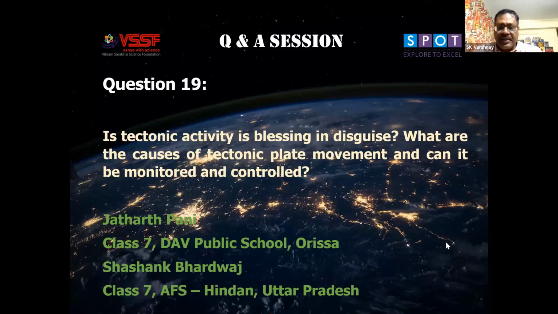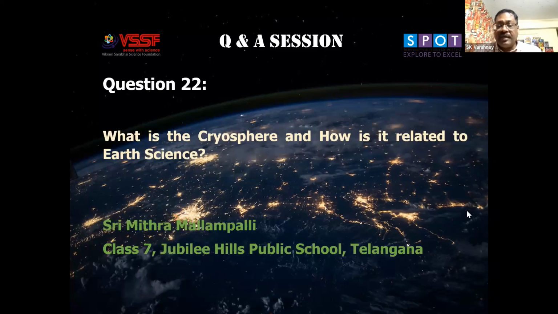Now, why does it happen? I have explained in my presentation, it is because of convection currents, where heat is flowing either from the center to different directions or from different directions to the center. There are a lot of subductions and other activities. Unfortunately, though we can monitor it, we cannot control it.